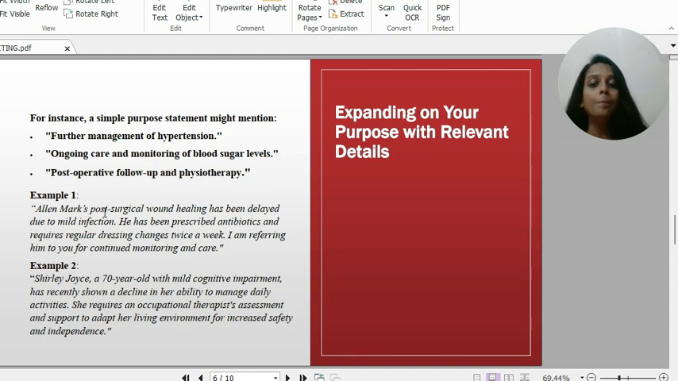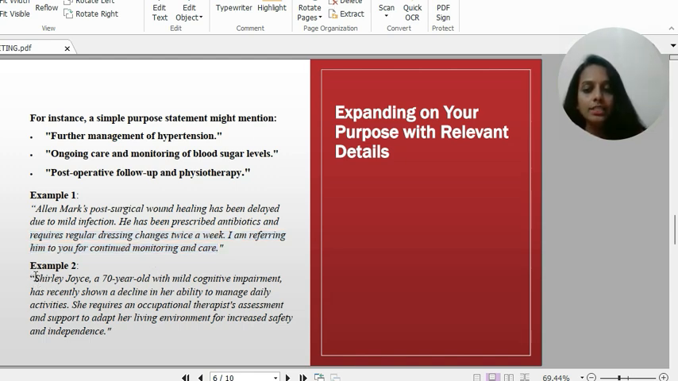Alan Mark's post-surgical wound healing has been delayed due to mild infection. He has been prescribed antibiotics and requires regular dressing changes twice a week. I'm referring him to you for continued monitoring and care. And there is another example.